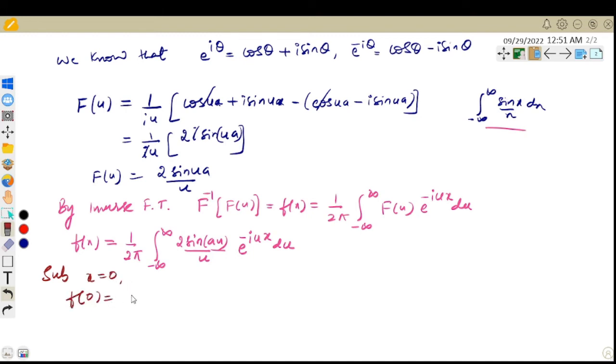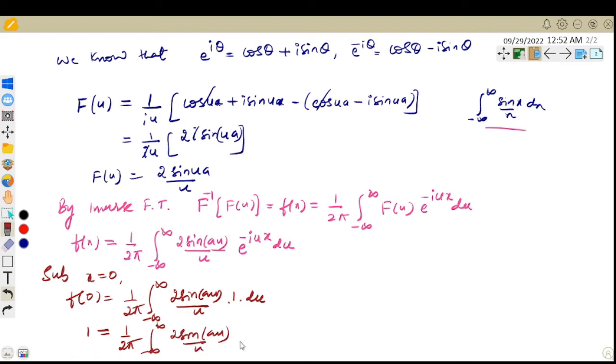So f of 0 is equal to 1 by 2 pi times the integral from minus infinity to infinity of 2 sin au divided by u, and e raised to 0 is 1, into du. So what is the value of f of 0? As you know already, the f of 0 value is 1, equal to 1 by 2 pi integral from minus infinity to infinity of 2 sin au by u into du. Fine. So the 2 gets cancelled. Just cross multiply pi. Pi is equal to the integral from minus infinity to infinity of sin au by u into du.